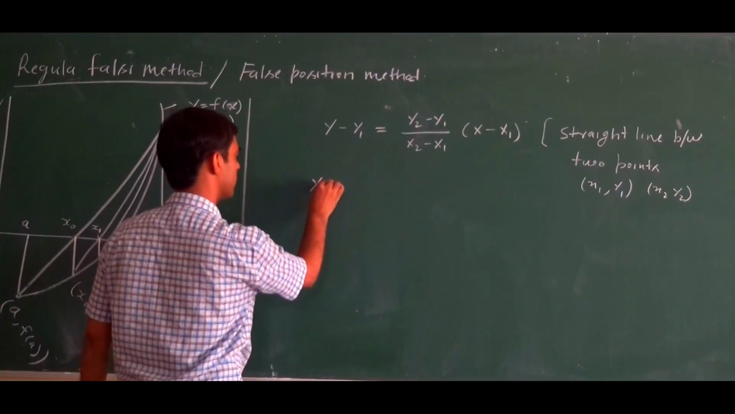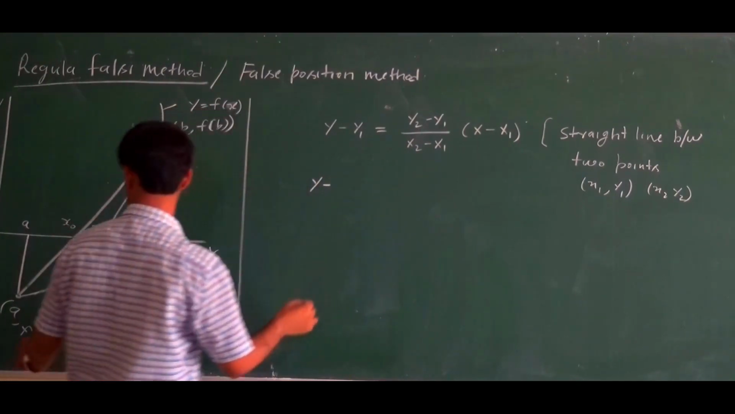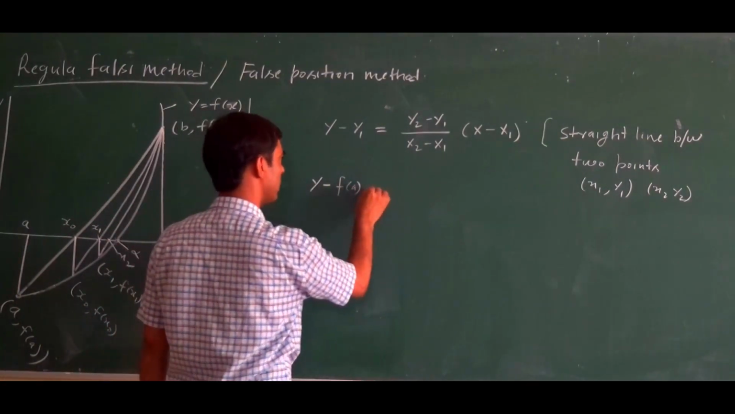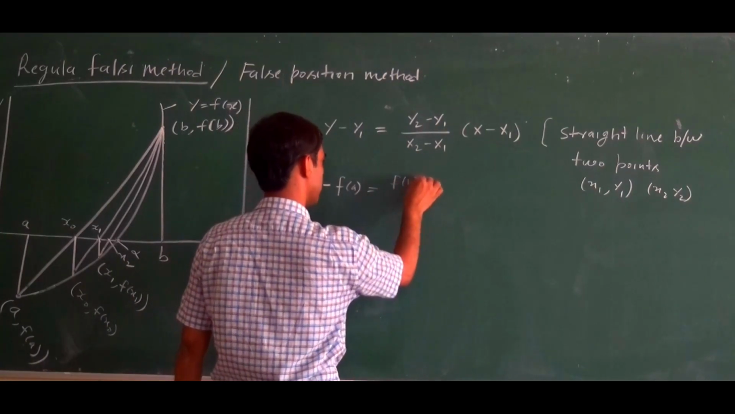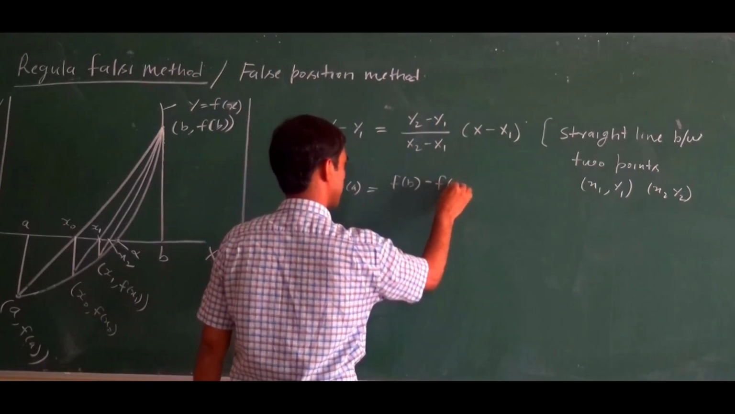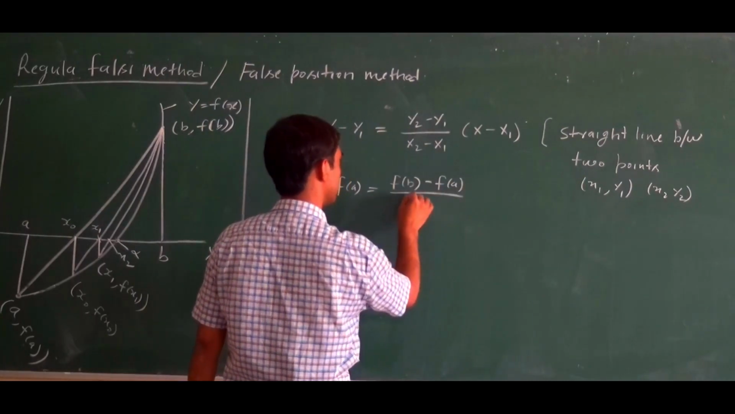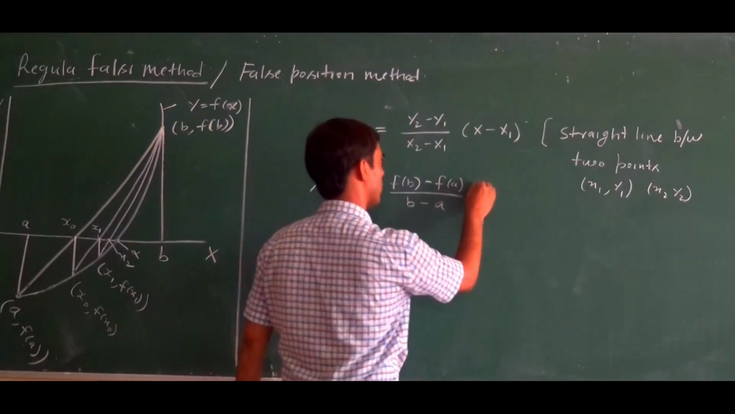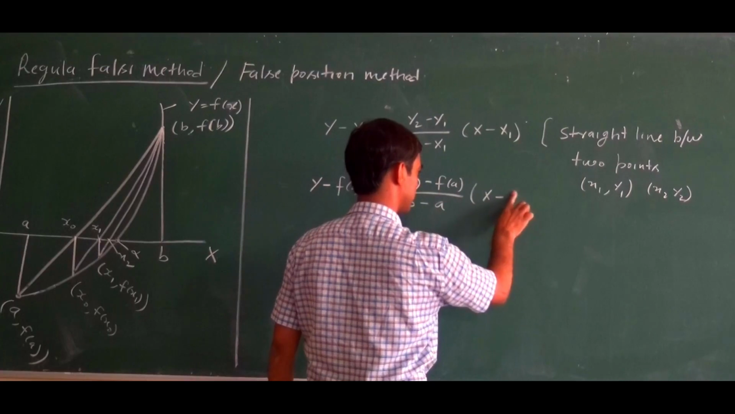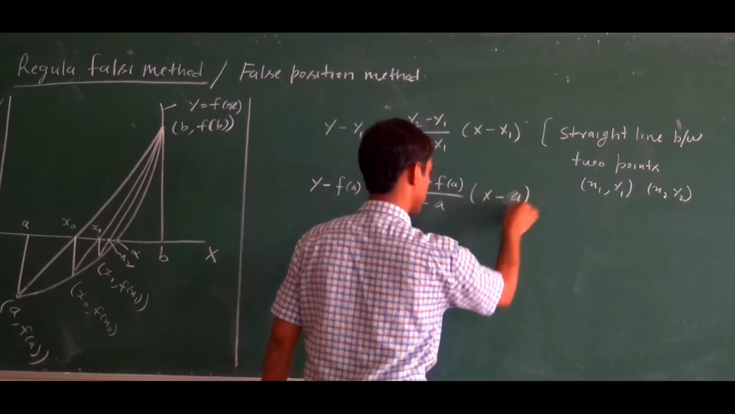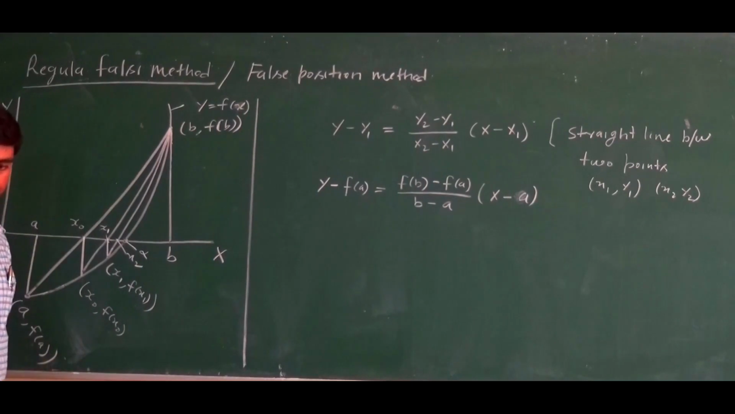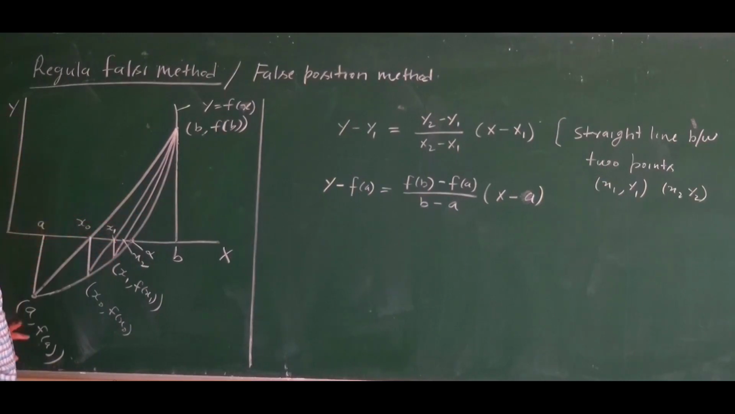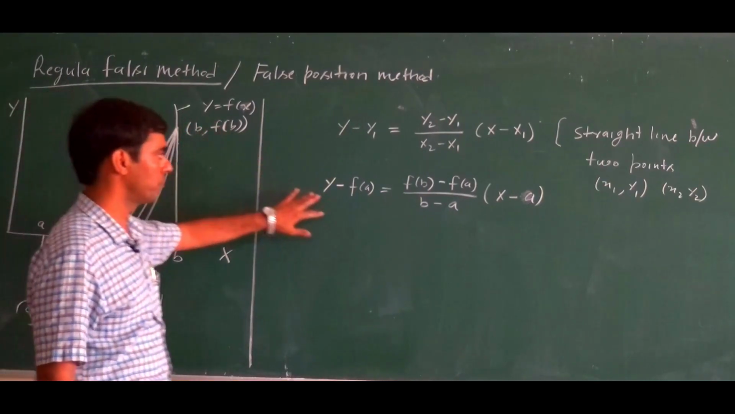The equation of a straight line is y minus y1, and y1 is f of A, equals y2 minus y1, which means f of B minus f of A, divided by B minus A, because B is x2, times x minus x1. And the value of x1 here is A. Now this is the equation of a straight line between A, f of A and B, f of B.